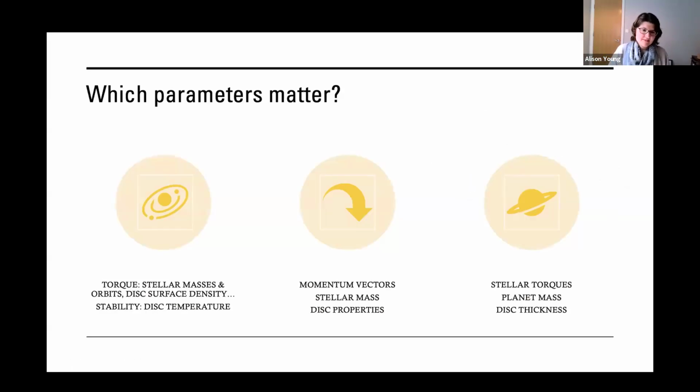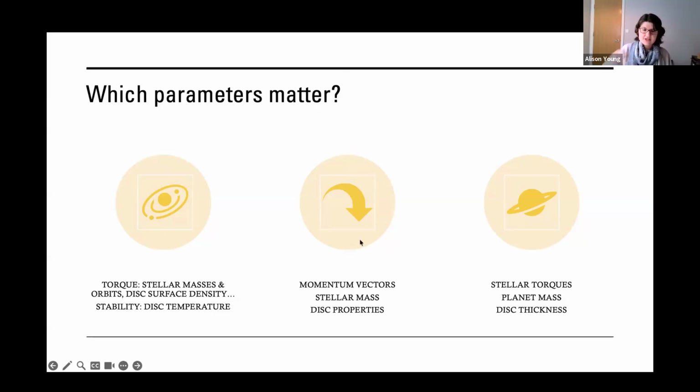So to really determine what's going on here, we need to think about what parameters matter in each case. So in terms of tearing just from the stellar orbits, we need to think about the stellar masses, in particular their mass ratios, the various orbital parameters, the disk surface density, and various other disk parameters. The disk temperature profile is important too, so that determines how thick the disk is.